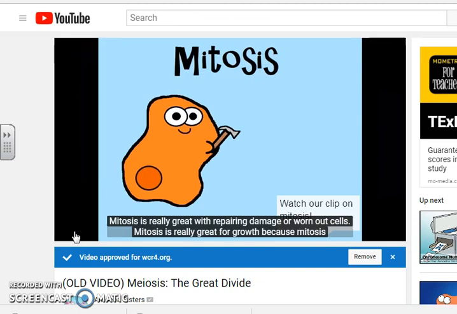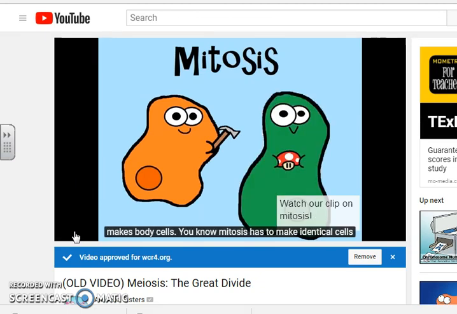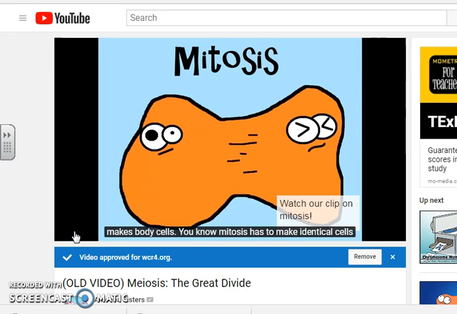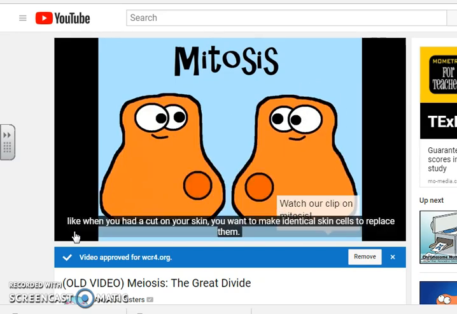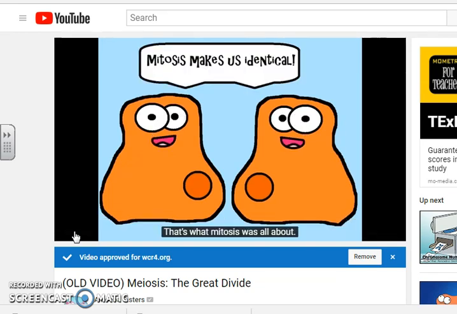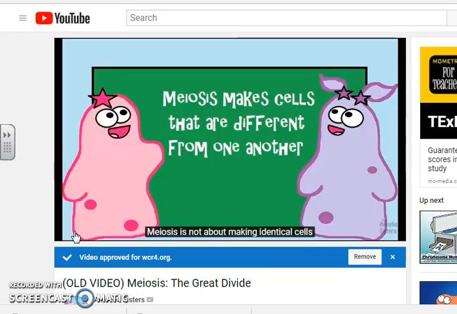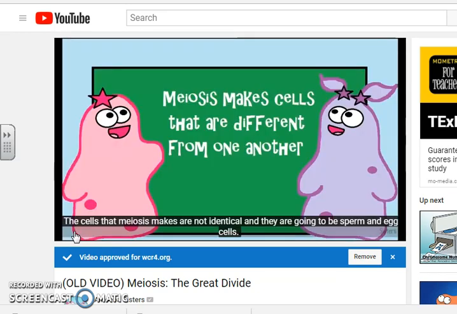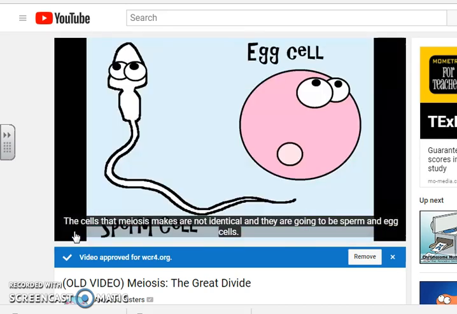Mitosis was really great for growth because mitosis makes body cells. Mitosis has to make identical cells. Like when you have a cut and you have these damaged skin cells, you have to replace them with identical skin cells. That's what mitosis was all about. Meiosis is not about making identical cells. The cells that meiosis makes are not identical, and they're going to be sperm and egg cells.